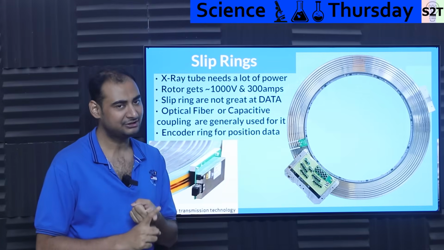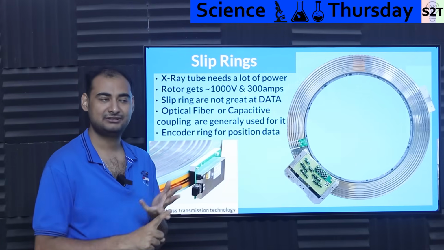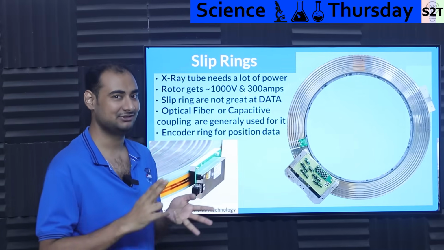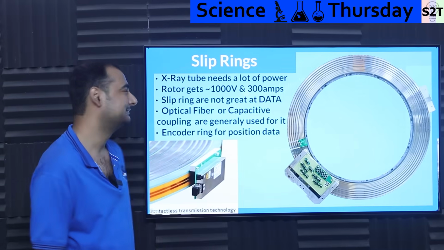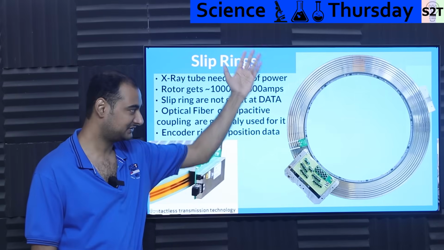So you need some way to dump gigantic amounts of power, some way to extract gigantic amounts of data, and some way to tell where the hell you were. Like, were you at 0 degrees, were you at 10 degrees, were you at 30 degrees, where the hell were you? So that's the magic of slip rings, giant slip rings.